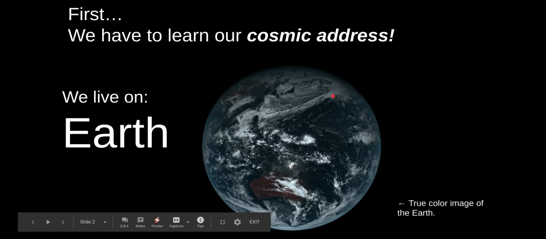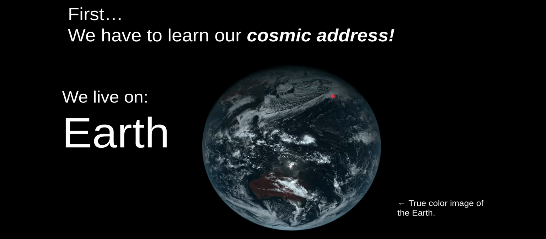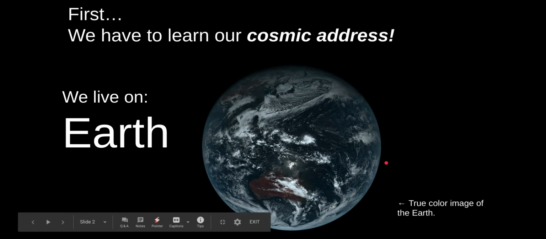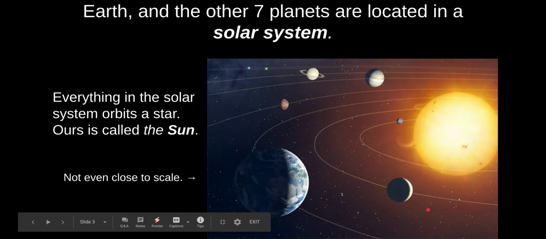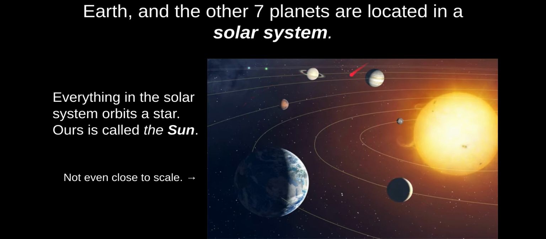First, we're going to start out just with our cosmic address. Where are we? Obviously, we are on Earth. And this is a true color image of the planet Earth. So Earth is a planet, and it is located in something called a solar system. So our solar system is the 8 planets that revolve around the sun, our star. So everything in our solar system orbits a star. Ours is the sun. This is obviously not to scale. All right. So planets are the smallest object. Then we move to a solar system.